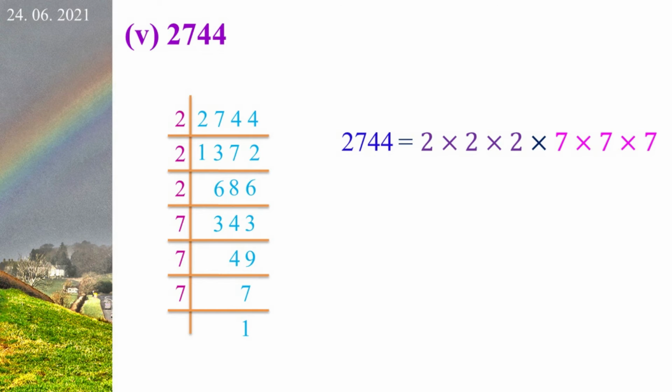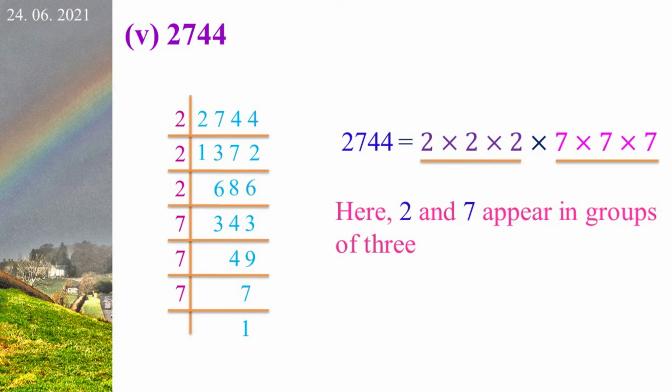See the factors. 2 into 2 into 2 and 7 into 7 into 7 are equal factors. So put line like this. Here 2 and 7 appear in groups of 3. Therefore, 2744 is a perfect cube. Next question.